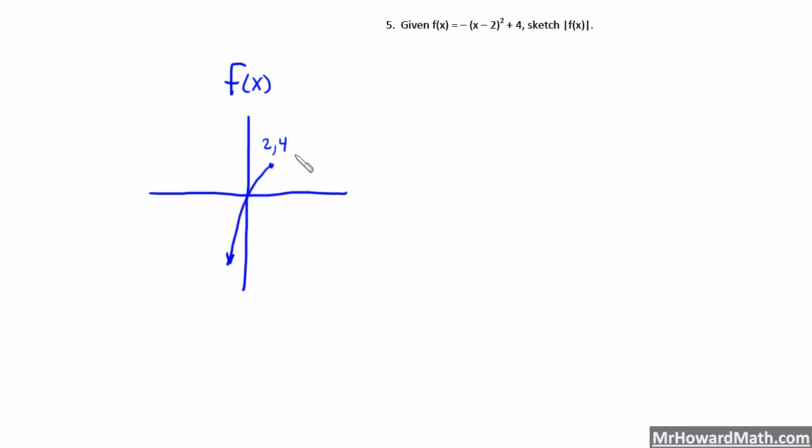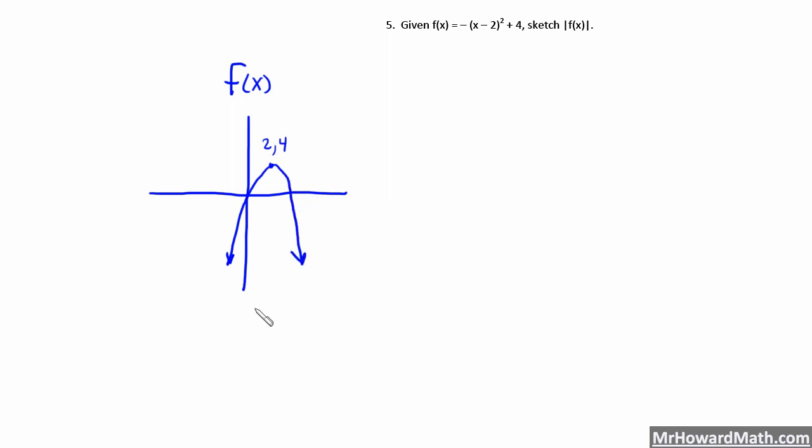Alright, question 5. Given f of x equals negative (x minus 2) quantity squared plus 4, sketch absolute value of f of x. So let's sketch f of x first so we know what this thing looks like to begin with. Alright, so it's a parabola and it's upside down, so it's flipped over the x-axis. It's moved to the right 2 and up 4. So it's right 2, up 4. So right here at (2, 4), and it would look something like this.